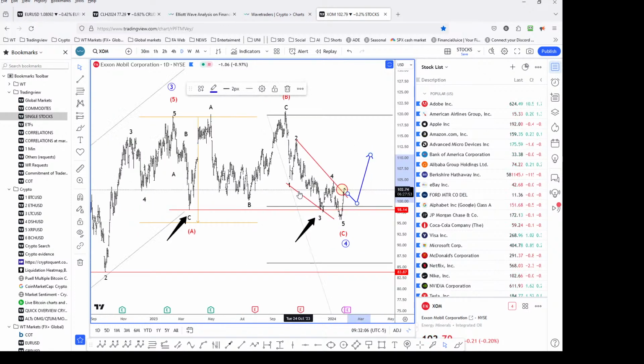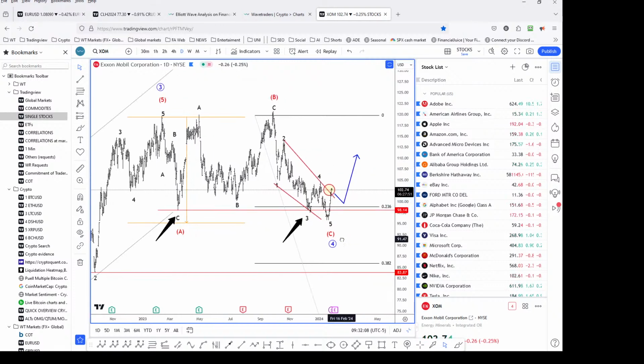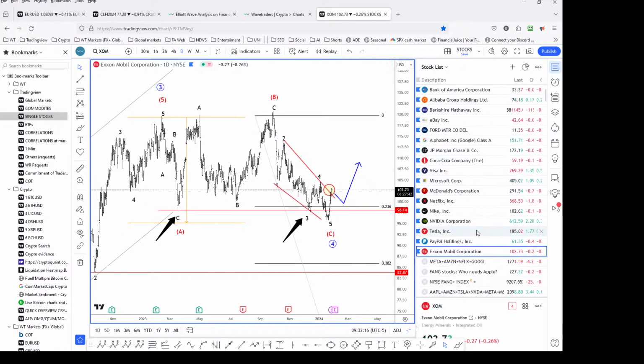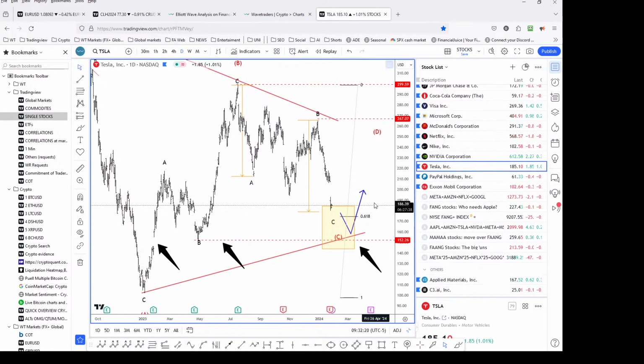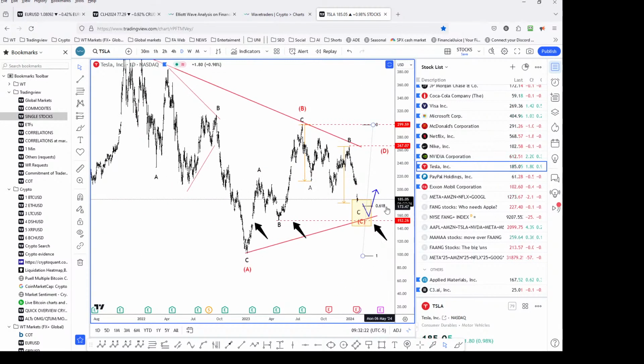So I'm looking for this company maybe trying to bottom out. Definitely from a technical perspective, I think it has a very interesting structure here. Now let's take a look at Tesla. So Tesla is coming to the downside.